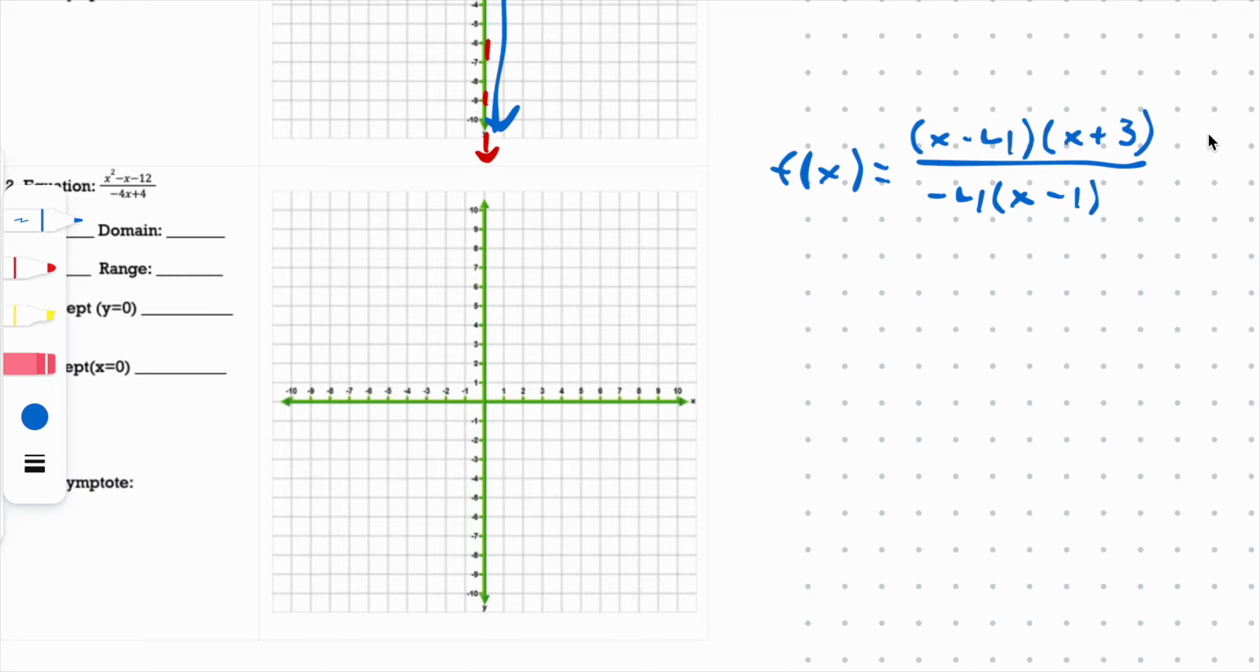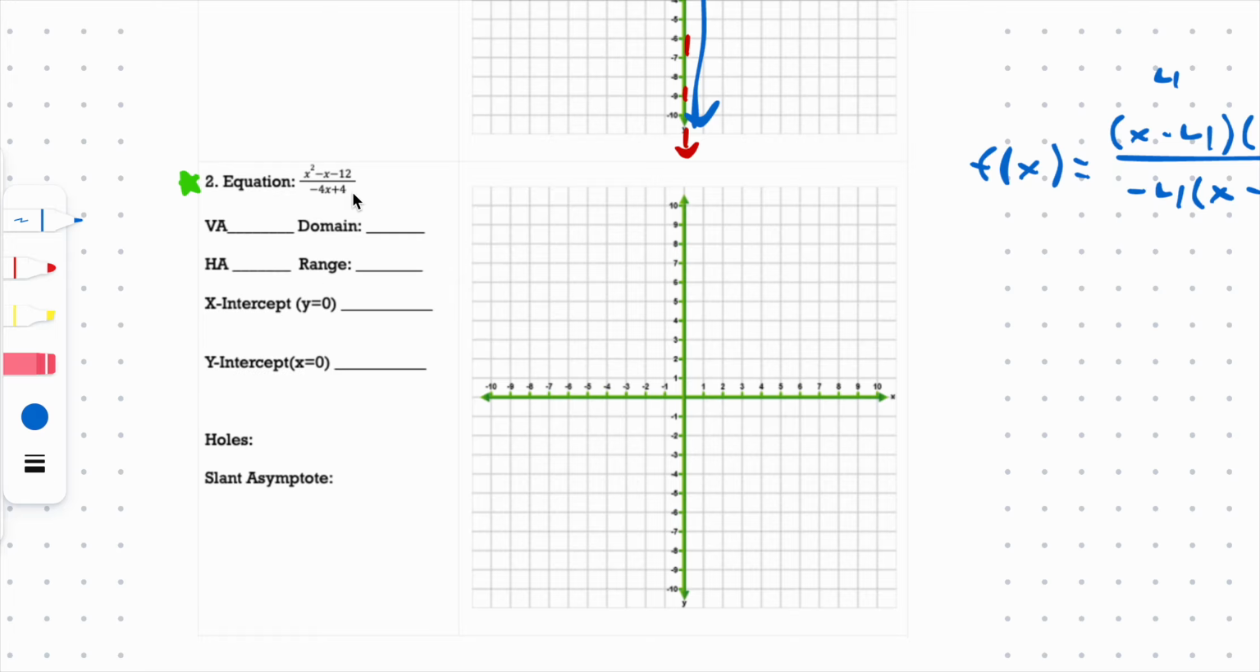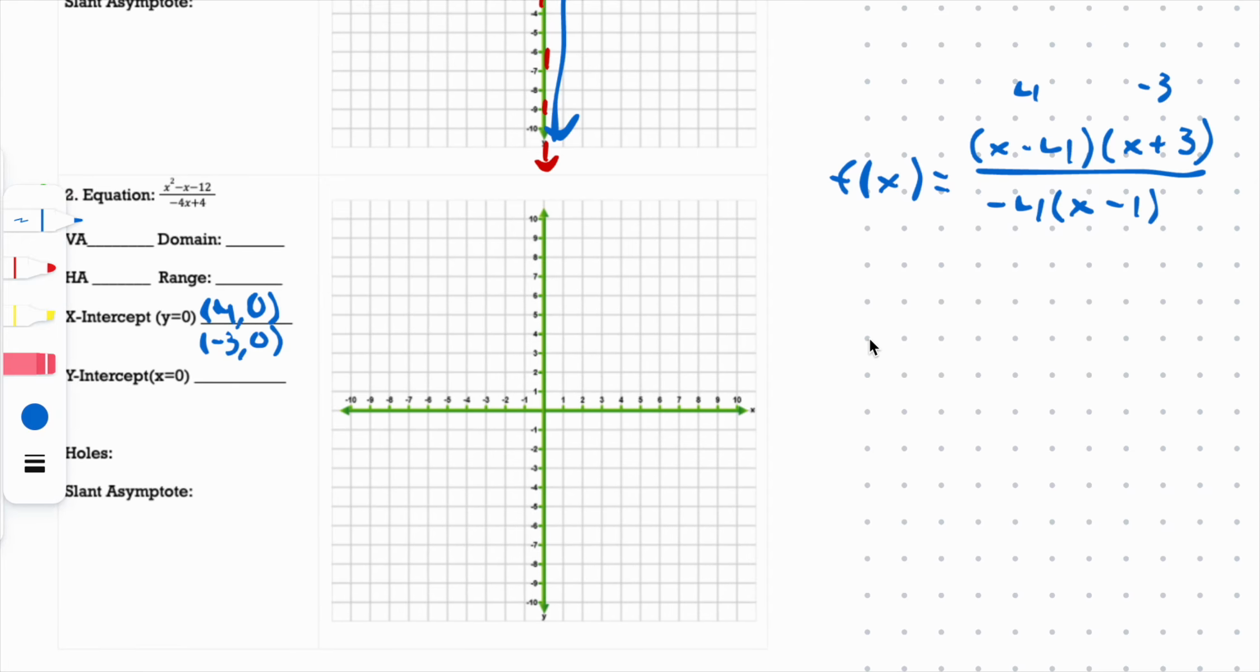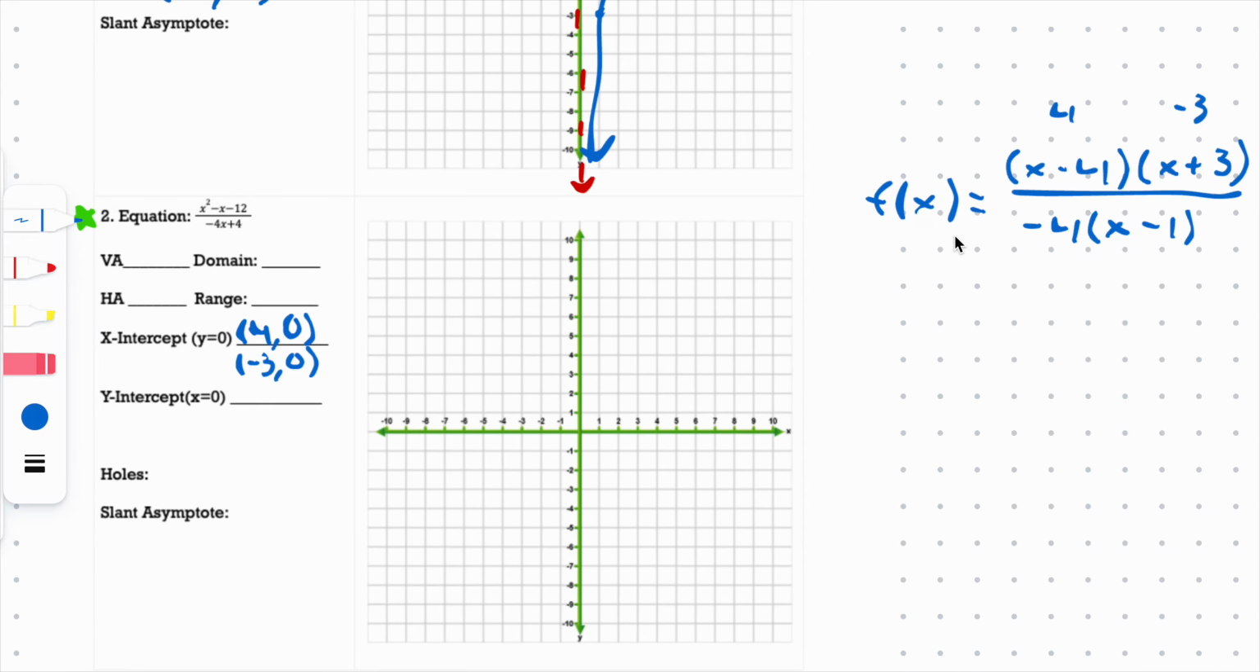Now we want to set our numerator equal to 0. So what values of x make our numerator 0? Well, that's going to be 4 because of this parentheses, and -3. So we're going to say (4, 0) and (-3, 0). Perfect.